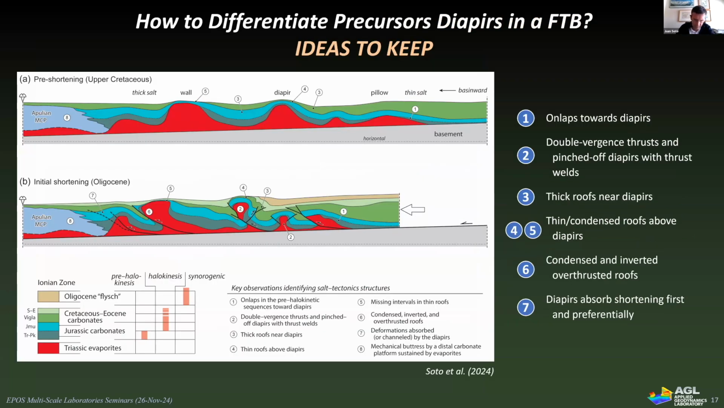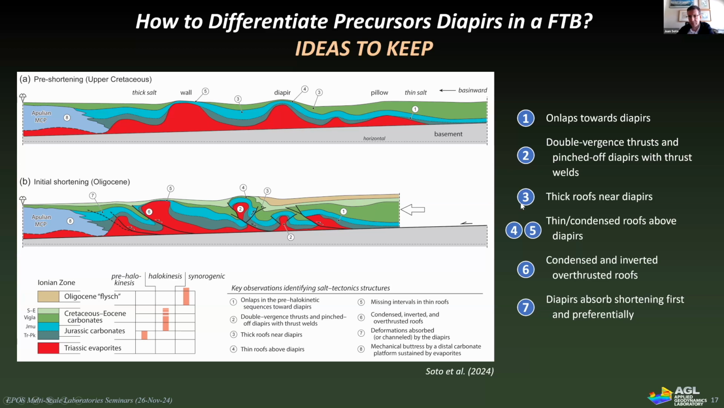And to finish, I'd like to propose some key observations to really reconstruct or evaluate if we have previous diapirs in an orogenic belt. First, we can have overlapping geometries near low relief structures like salt pillows. In other cases, we also have double vergence thrusting and pinched-off diapirs and thrust welds that are really very difficult to explain only with thrusting geometries.